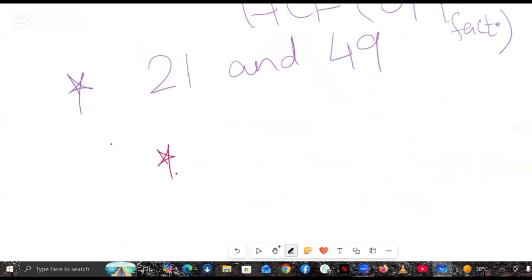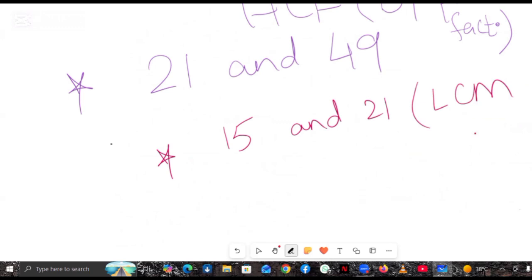You have to do that question by prime factorization. Just wait a minute. Okay. Question is 15 and 21. Find LCM by prime factorization. Hurry up.